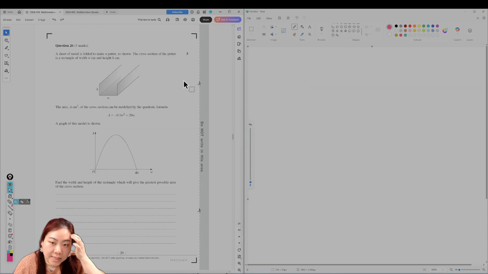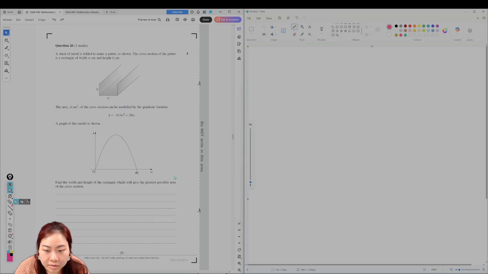Okay. Question 26, 3 marks. A sheet of metal is folded to make a gutter as shown. The cross-section of the gutter is a rectangle of width W and height H centimeters. The area A centimeter squared of the cross-section can be modeled by this quadratic formula. A graph of this model is shown. Find the width and height of the rectangle, which will give the greatest possible area of the cross-section.